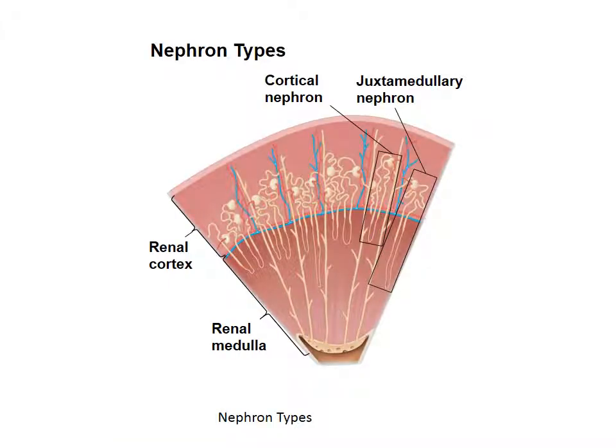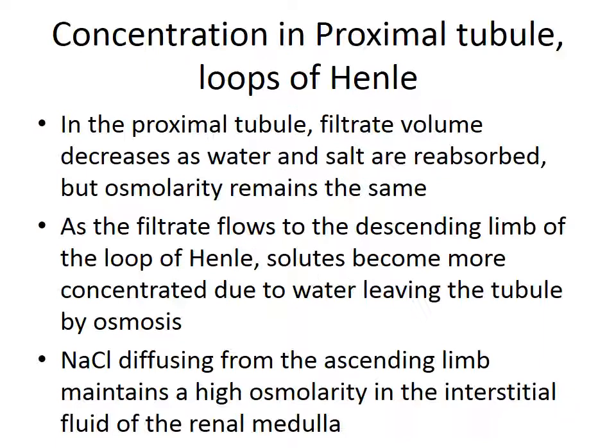So these are the 2 kinds of nephrons, and they actually have different names. The ones with short loops of Henle are called cortical nephrons. The ones with long loops of Henle are called juxtamedullary nephrons.